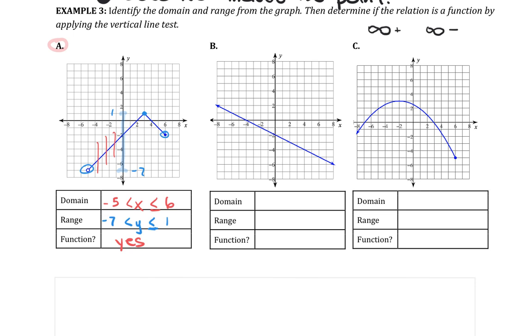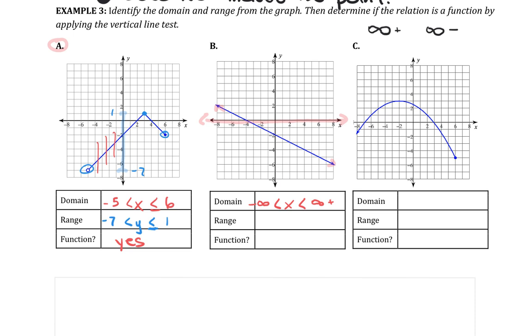Now, problem B, we have arrows, right? So we're going off to infinity and beyond, like they used to say in Toy Story. So my domain, it's going on. And since that arrow is going on and on to the right, we're going to infinity. So that's going to look like this. My x values, we're going to -infinity to the left. We're going to +infinity to the right.